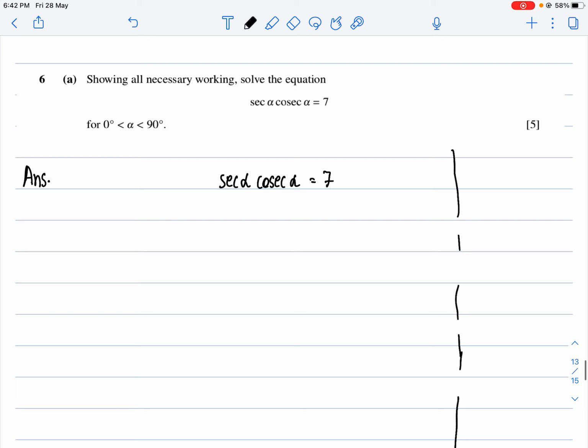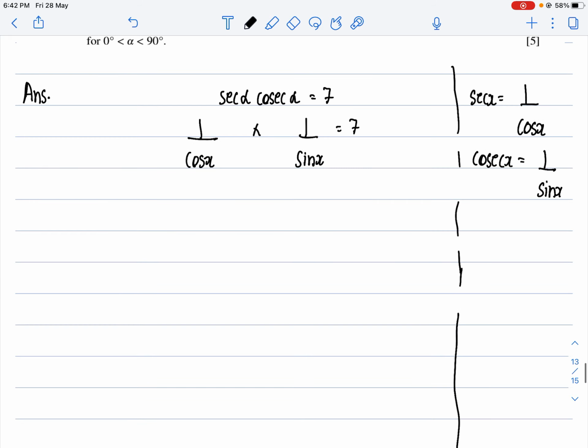So the first trigo identity I need to know is that sec x, sec alpha, whatever, can be written as 1 over cos x. Okay, and cosec x can be written as 1 over sin x. So implementing these identities, I can write this as 1 over cos x into 1 over sin x is equal to 7. So I can basically write this as 1 over cos x sin x is equal to 7.